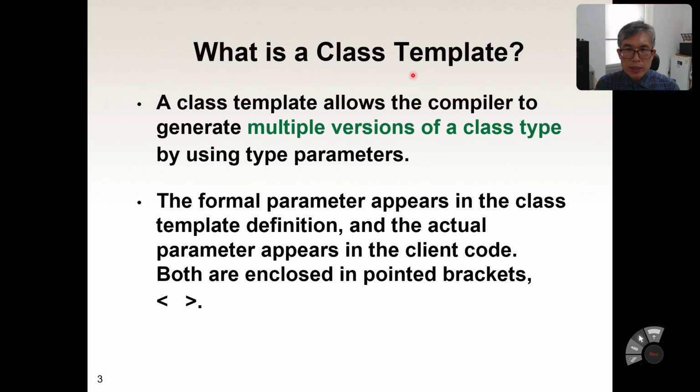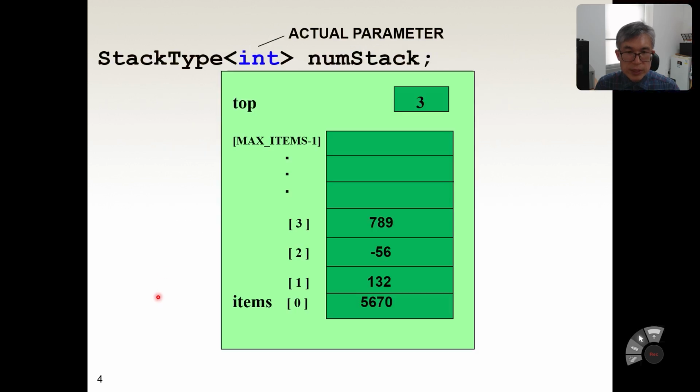What is a class template? A class template allows the compiler to generate multiple versions of a class type by using type parameters. Actually, the actual parameter is determined during runtime using the template class. The formal parameter appears in the class template definition, and the actual parameter appears in the client code. Both are enclosed in pointed brackets like this. So this is a class template.